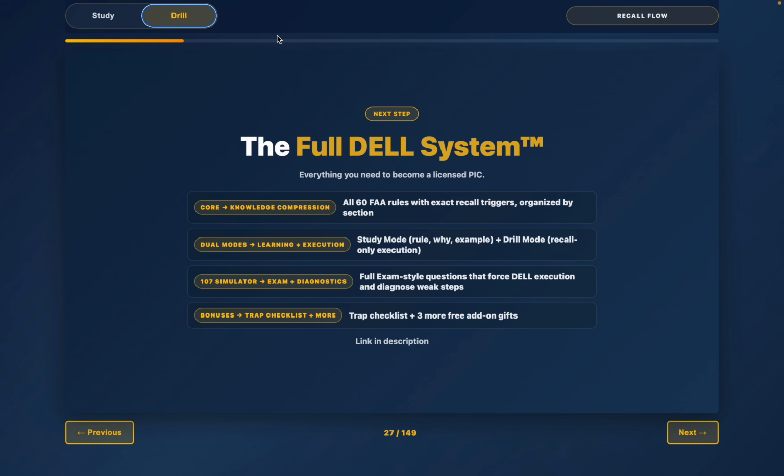With the Dell, every rule is organized inside the system, so you're never guessing which decision layer you're in. You move through a consistent decision order, and that causes wrong answers to start eliminating themselves, and the correct answers become pretty obvious at that point.